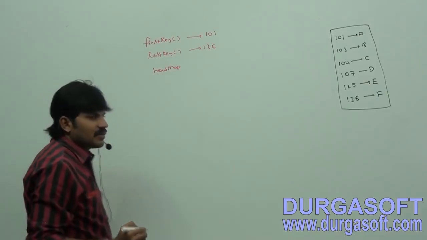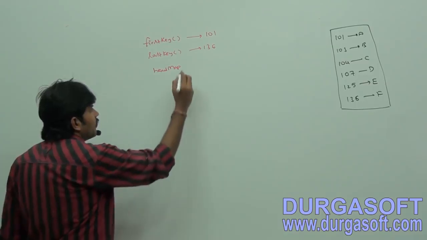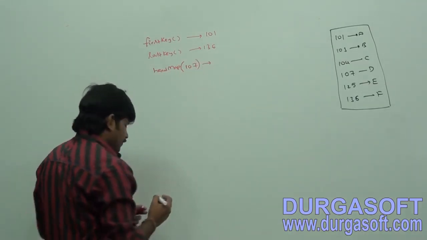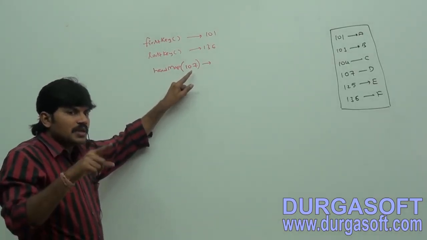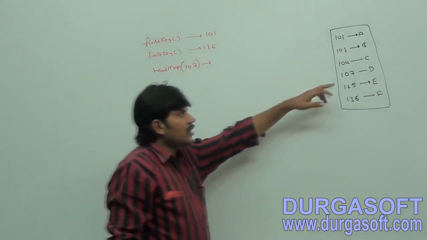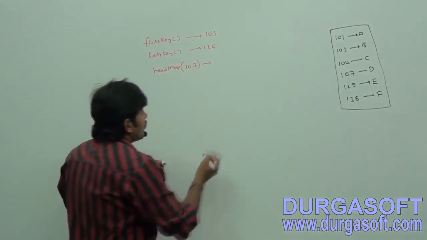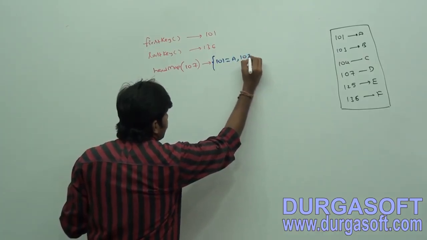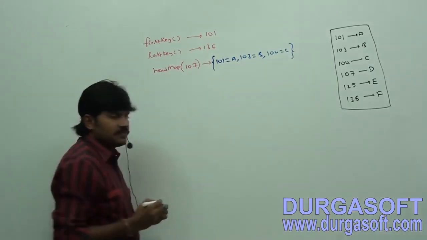Can you tell what is the head map? If it is a sorted set, what is the method we have? Head set. But here head map of 107. Do you know it returns a sorted map whose keys are less than 107? Can you tell what the answer is now? Curly brace open, 101 is equal to A, 103 is equal to B, 104 is equal to C. That's all.